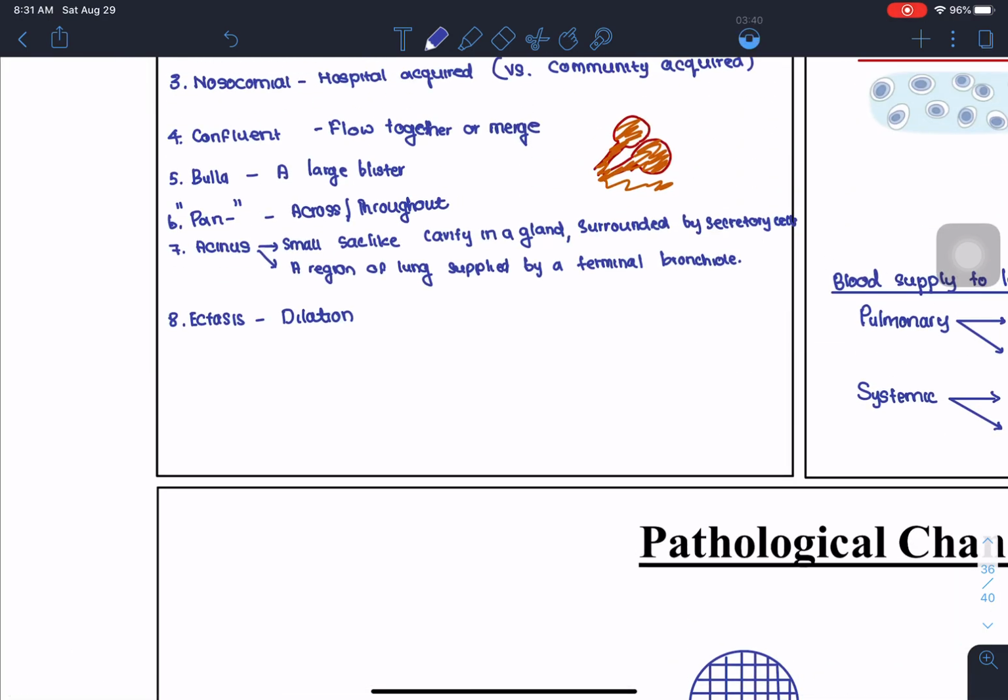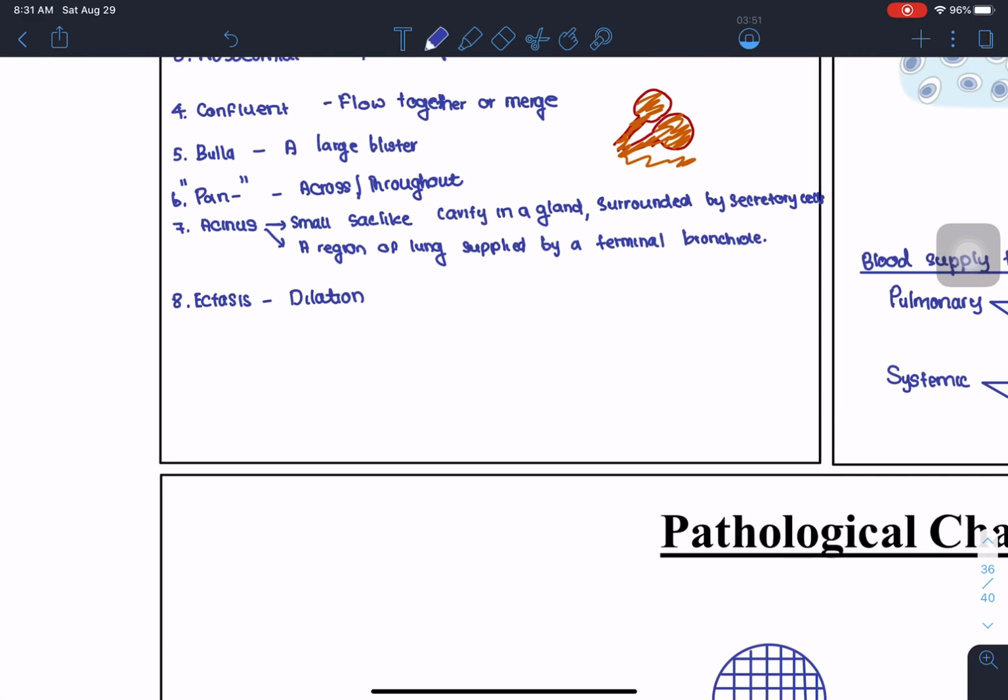Next, when you add the word pan, so pan-acinar, pancoast tumor, that means across, or it goes across or throughout the whole structure.